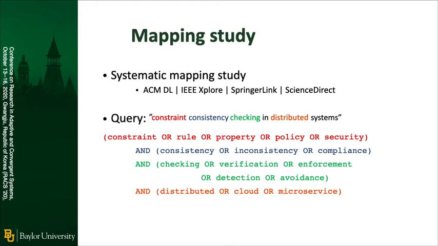For the checking, it could be verification, enforcement, detection, or avoidance. And instead of distributed systems only, we are also interested in something that is in enterprise, and in particular cloud and microservices. We could possibly include other things, but these are outside of the scope of what we are trying to do in the paper.